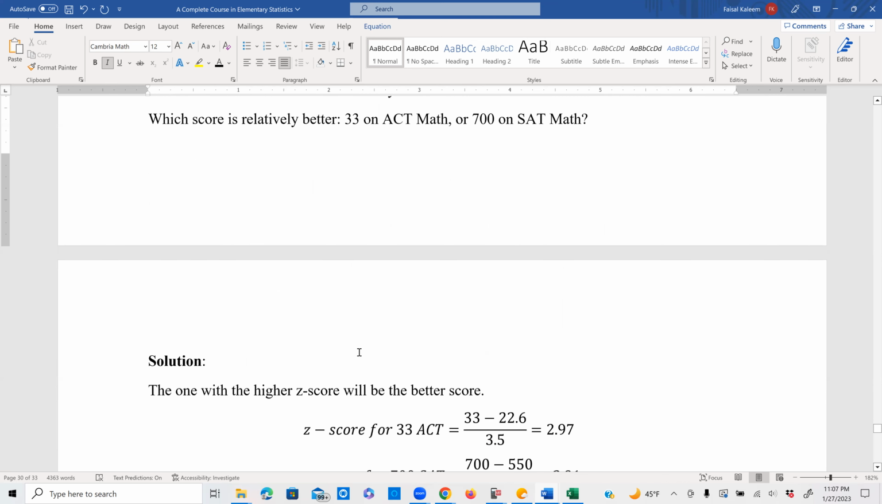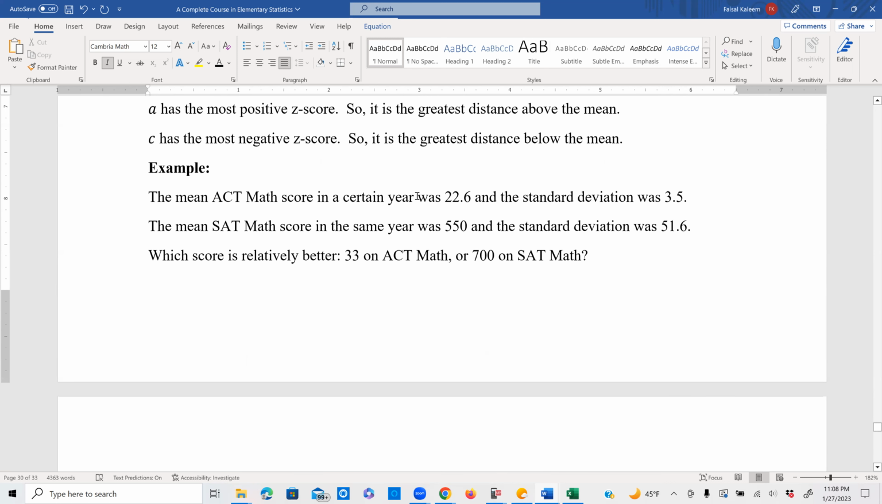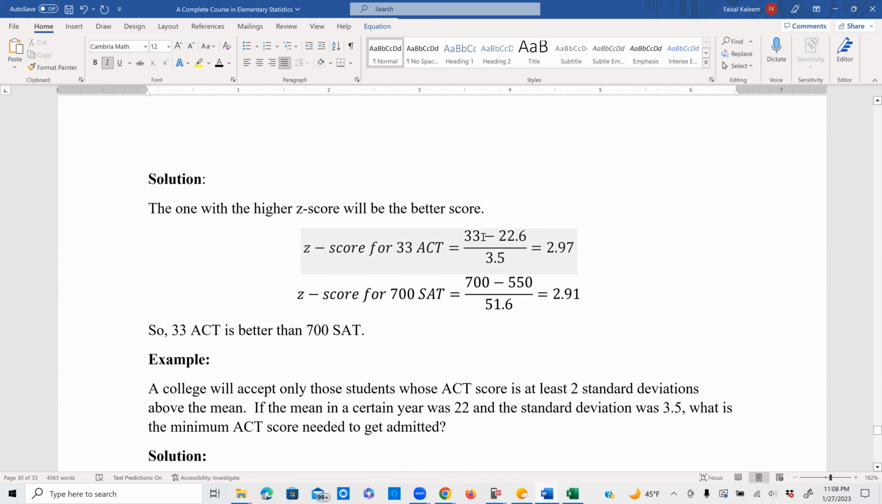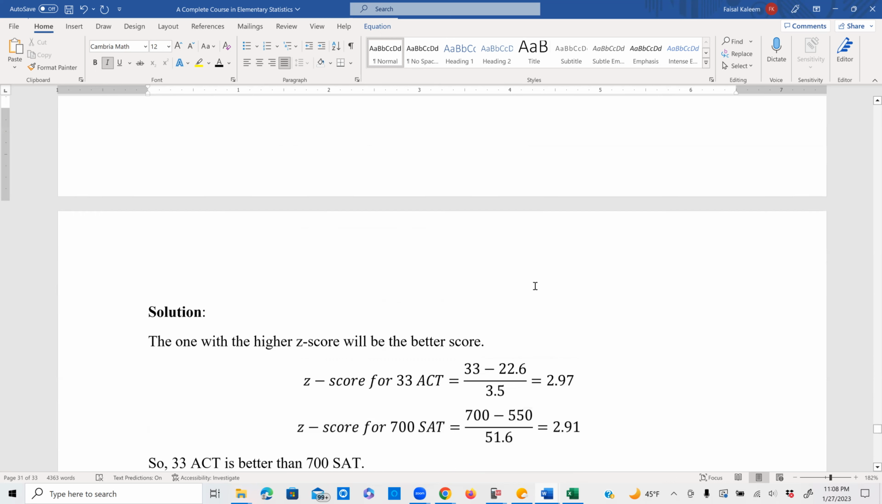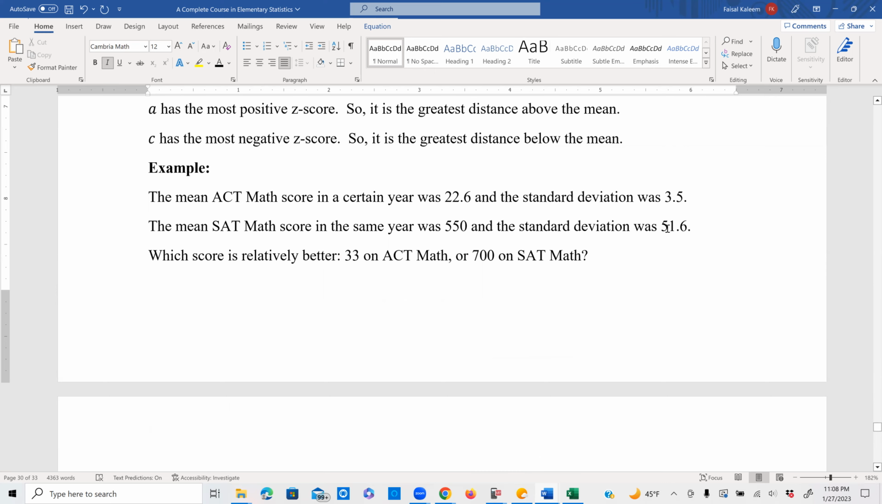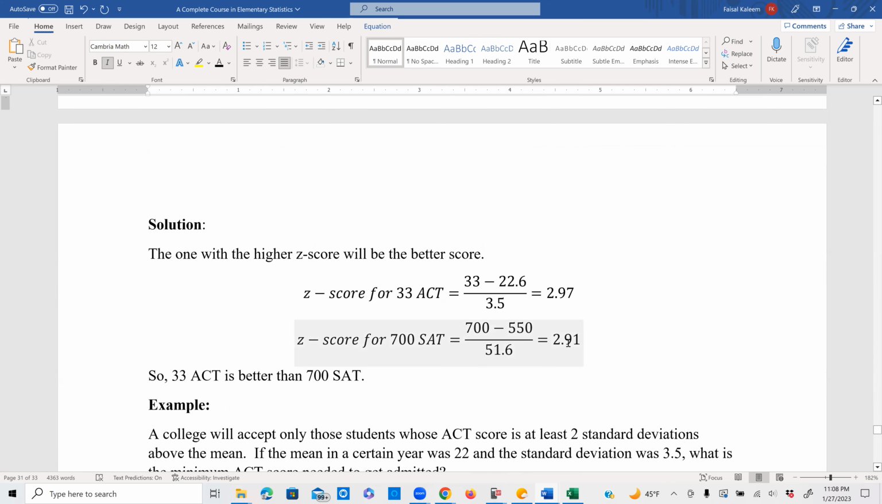For the 33 on ACT math, we do 33 minus the ACT mean divided by the ACT standard deviation. The ACT mean was 22.6 and the standard deviation was 3.5. So 33 minus 22.6 over 3.5 gives 2.97. The z-score for the 700 SAT will be 700 minus the SAT mean, which was 550, divided by the SAT standard deviation, which was 51.6. That's 2.91. Since 2.97 is bigger than 2.91, the 33 ACT is better than the 700 SAT.